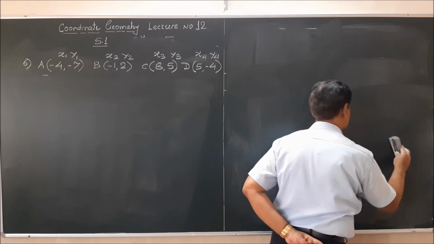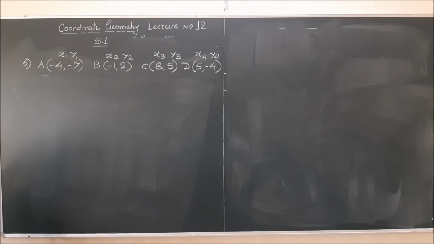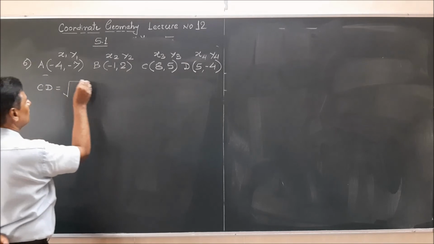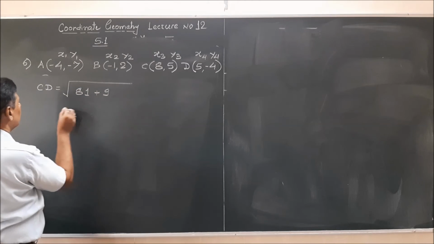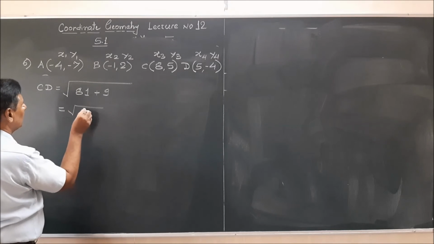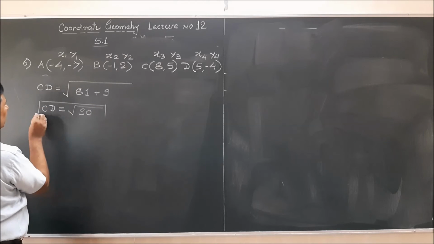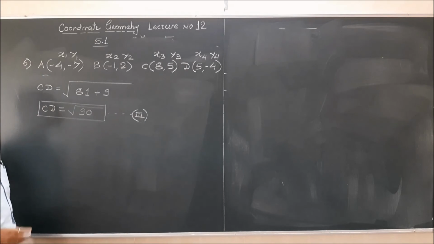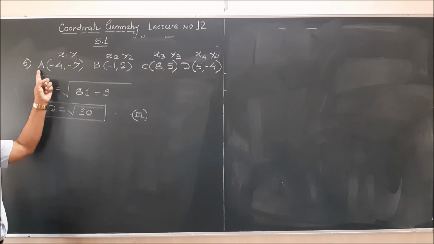So the next step is CD is equal to root of 81 plus 9, that is equal to root 90. So this is how you find the length of the third side. The length of the third side, which is CD, we got as root 90. Now only one side is left out, which is AD.